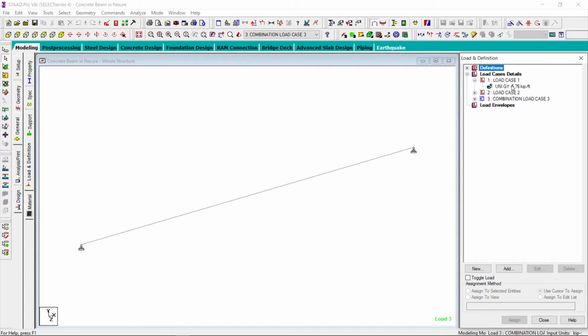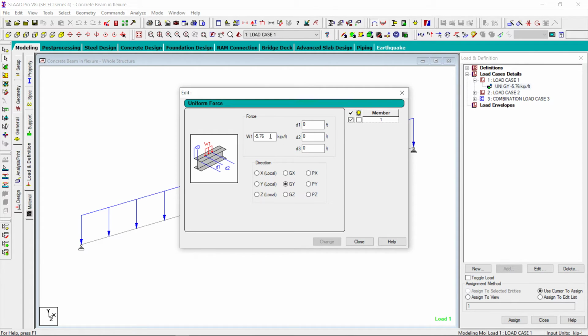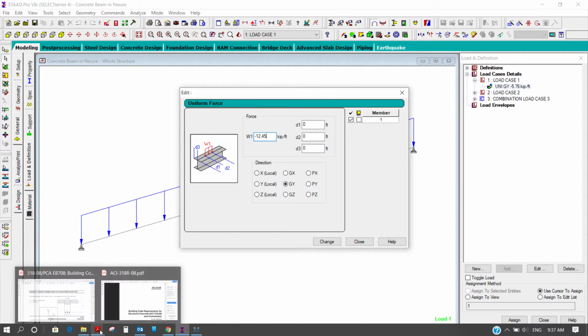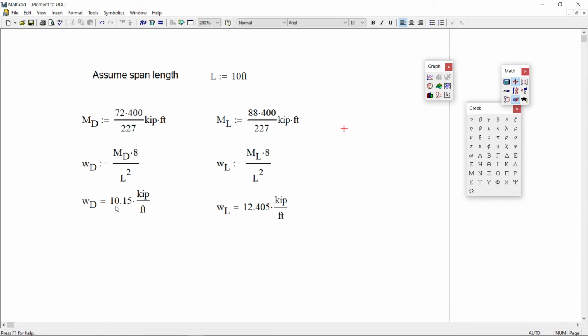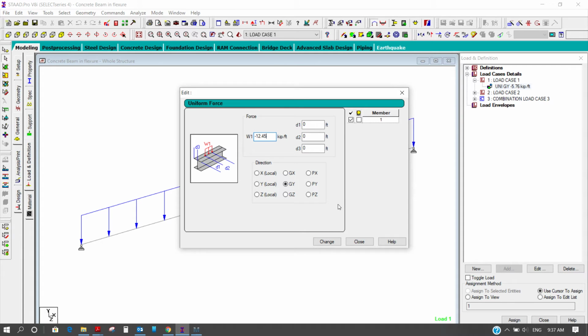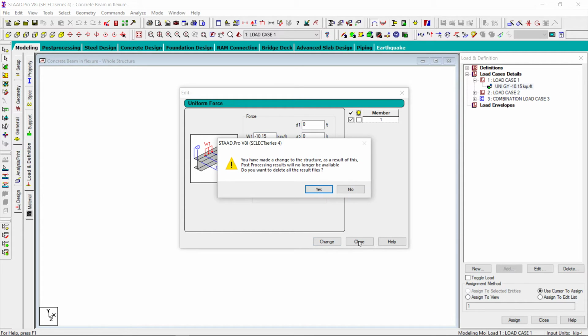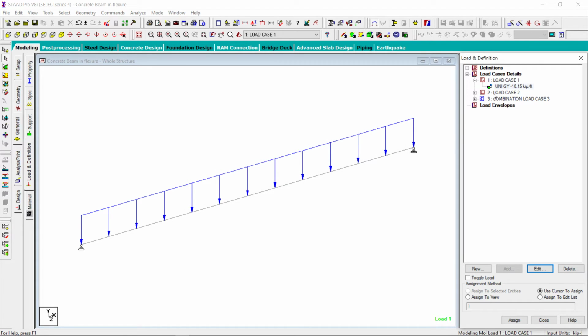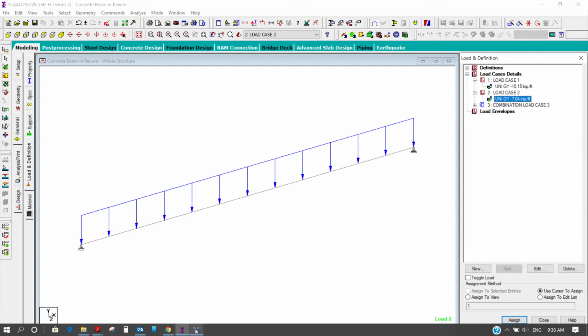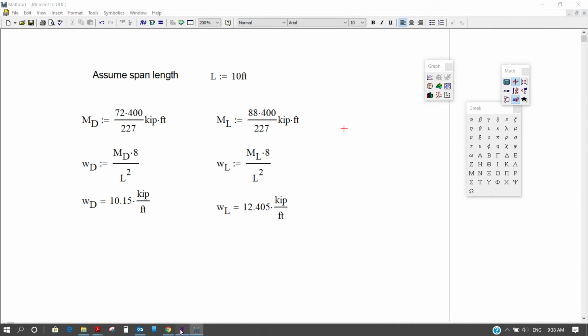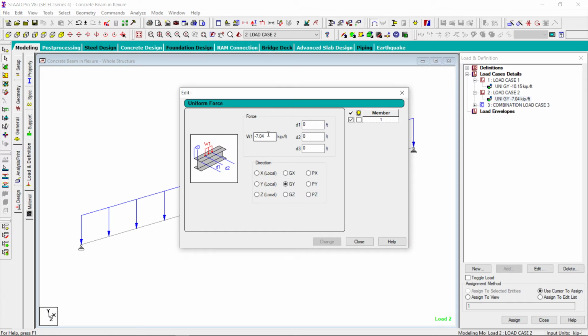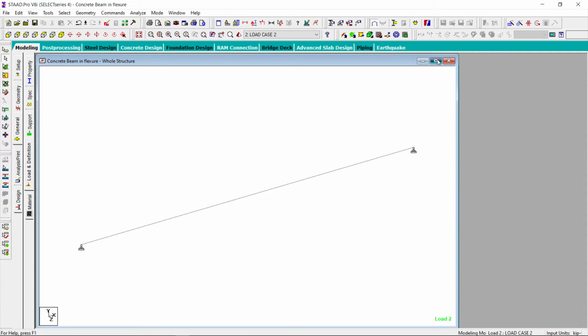Let me check once more if it is correct. Dead load should be 10.15, change, and live load should be 12.405, change, close. Let's see what happens.